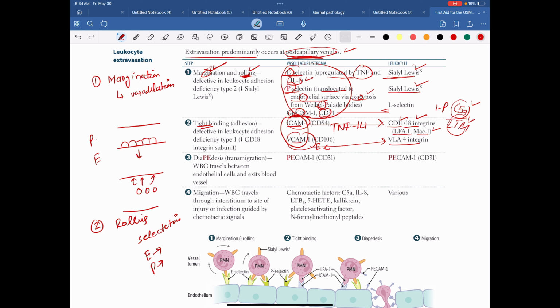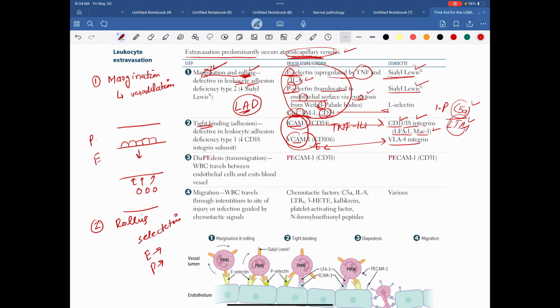So this is the second step. But here we also have to discuss some pathologies. In margination and rolling, there is a disease called leukocyte adhesion deficiency, which we will study in immunology. In leukocyte adhesion deficiency, there is a defective Selectin Lewis. Selectin Lewis molecules are present on the leukocyte, so when they are defective, E-selectin or P-selectin are not going to attach with the leukocyte. That's why it is called leukocyte adhesion deficiency. It is a disorder which we will study in immunology.